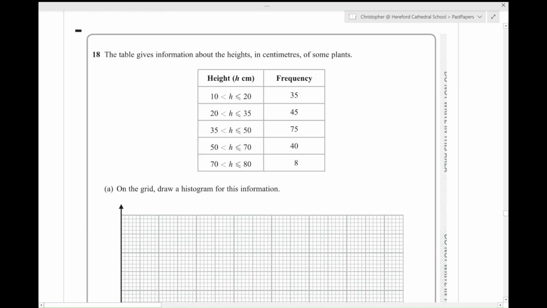This table gives information about the heights in centimetres of some plants, and we need to draw a histogram. Right, so I'm going to need to know the class width. So from 10 to 20, and so on. So here are my class widths, 50 to 70, and 70 to 80. And now my frequency density is going to be the frequency divided by the class width, 35 divided by 10, 45 divided by 15, 75 divided by 15, 40 divided by 20, 8 divided by 10.